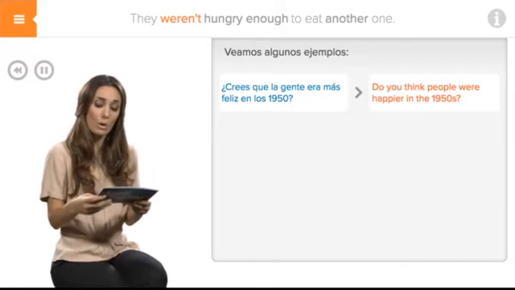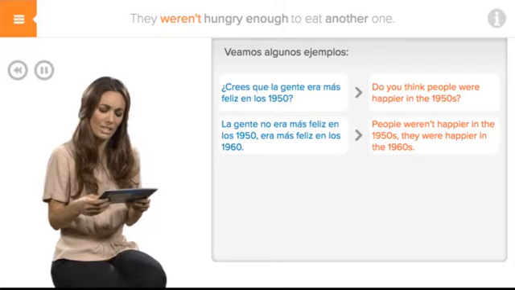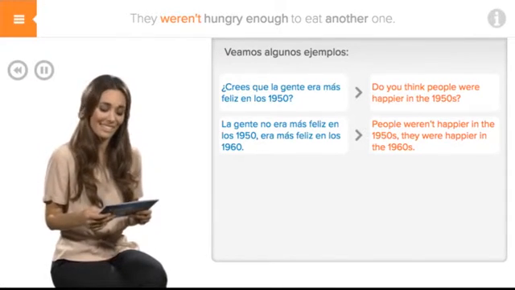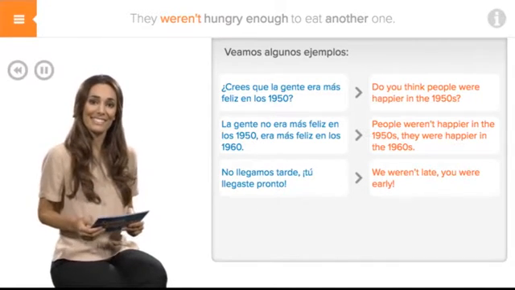Do you think people were happier in the 50s? People weren't happier in the 50s. They were happier in the 60s. We weren't late. You were early.